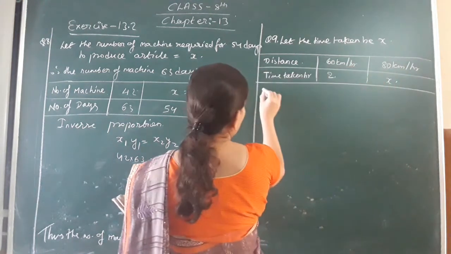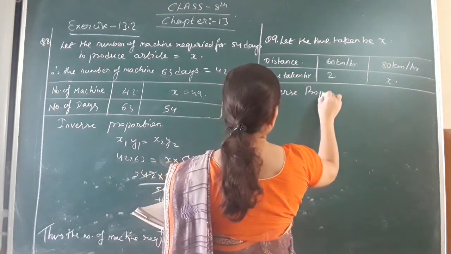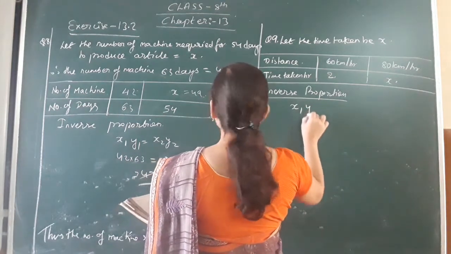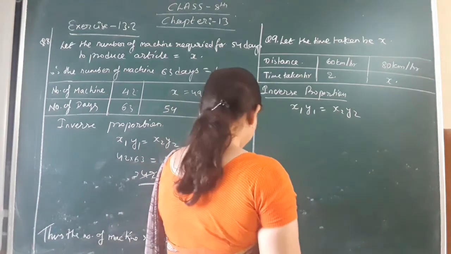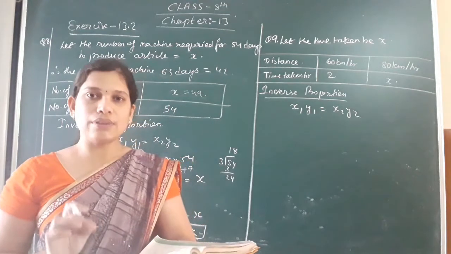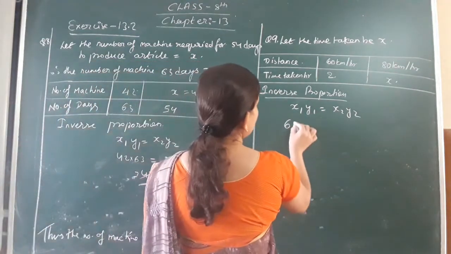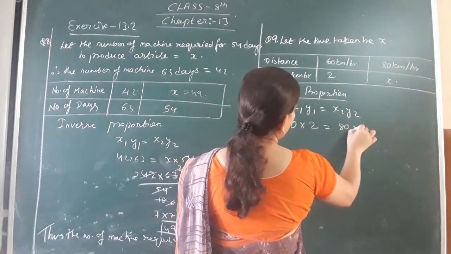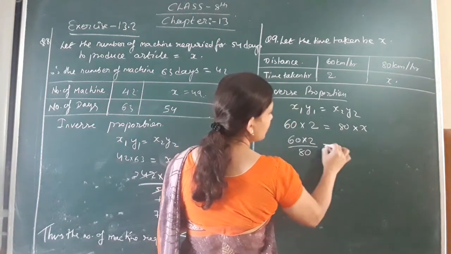We will consider it x. As it is in inverse proportion, what is the formula for inverse proportion? The formula for inverse proportion is x1 y1 equals x2 y2. This is the formula we are having. So here 60 is x1, y1 is 2 hours, equals 80 into x. We have to find the value. So 60 into 2 divided by 80 equals x.